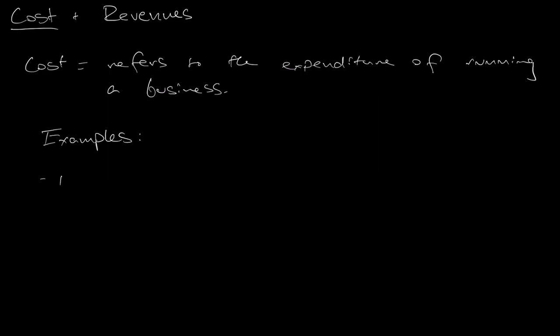an example of a cost might be rent on a premises where you actually have the physical location of your organization. And rent is usually quite a significant cost for a lot of businesses. And you can see why being an online business is so attractive for so many people, because rent is a significant chunk of the costs that they actually need to pay.